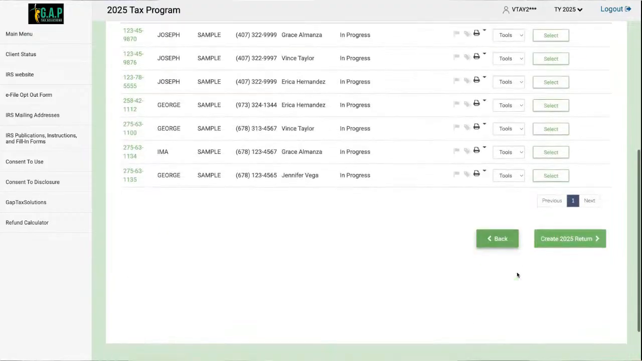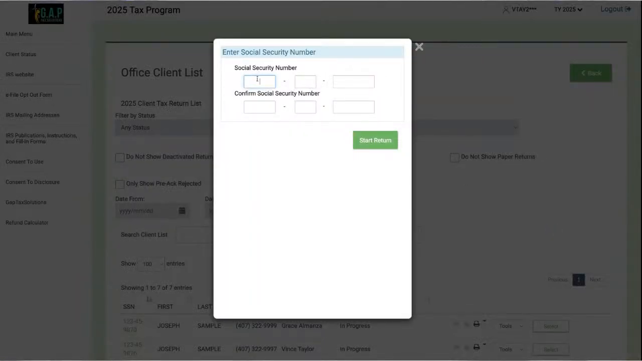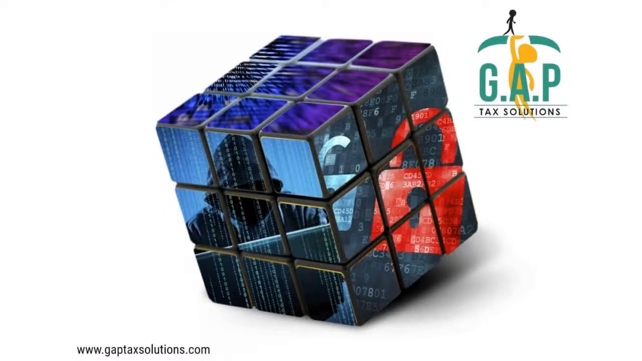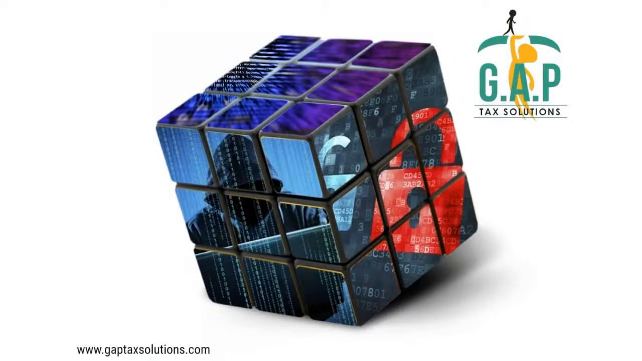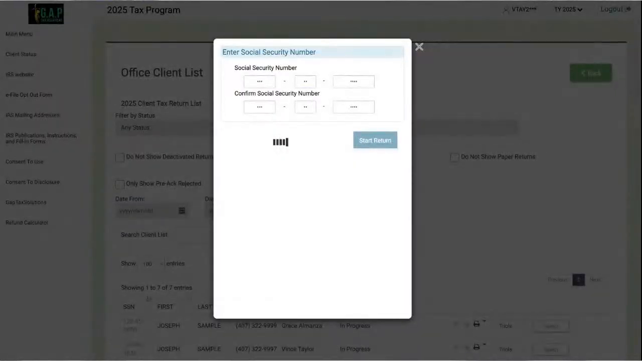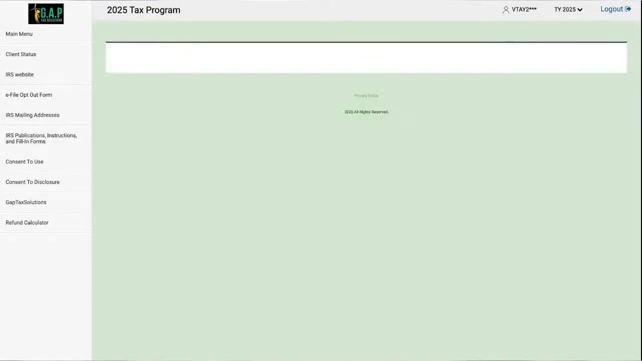Here's what I do. Sometimes I go down here to create new return, put in the social security number. The social we were given was 267-191919. And remember, I know, guys, they can't all be the same, so take liberties with the social. That's perfectly fine. It's not real. All right. And we'll go ahead and go back to this screen here and see what I've entered now. And it is now going to hopefully populate for me.